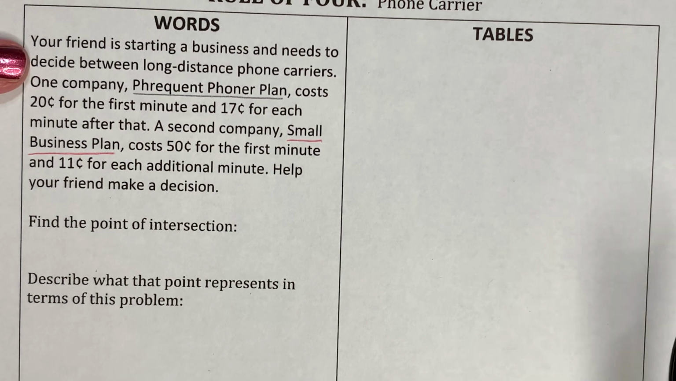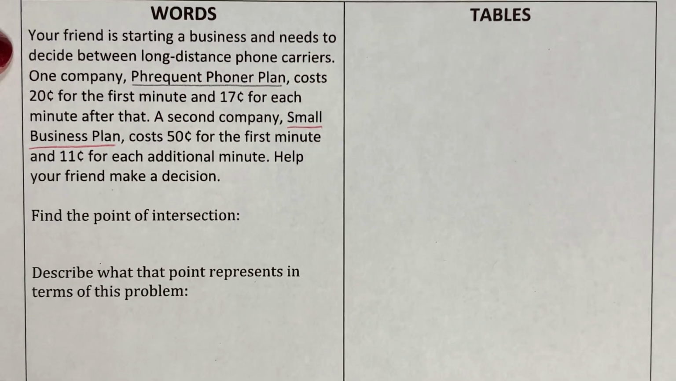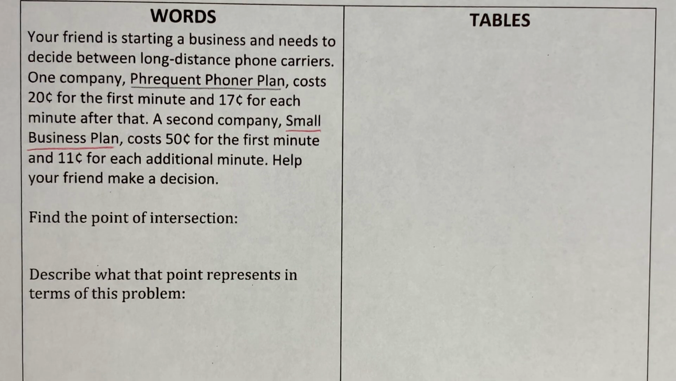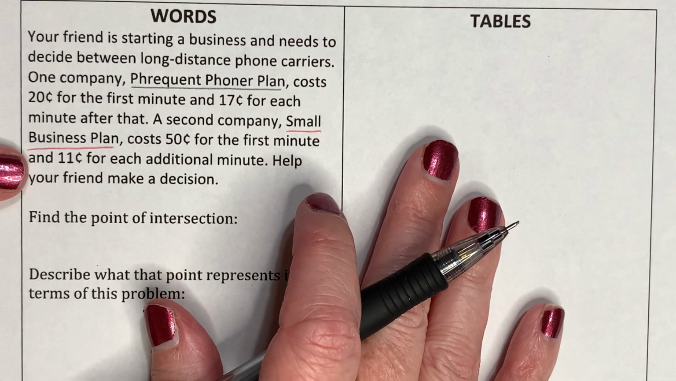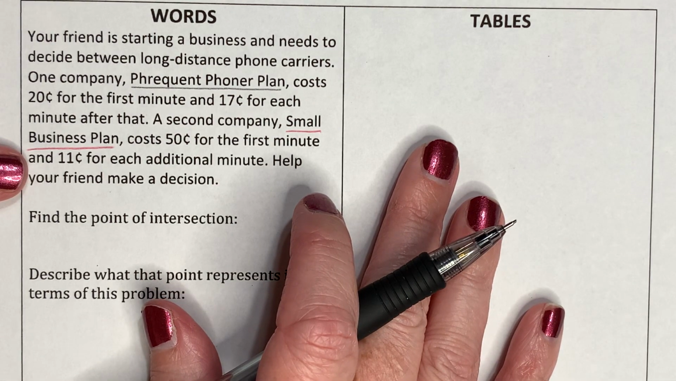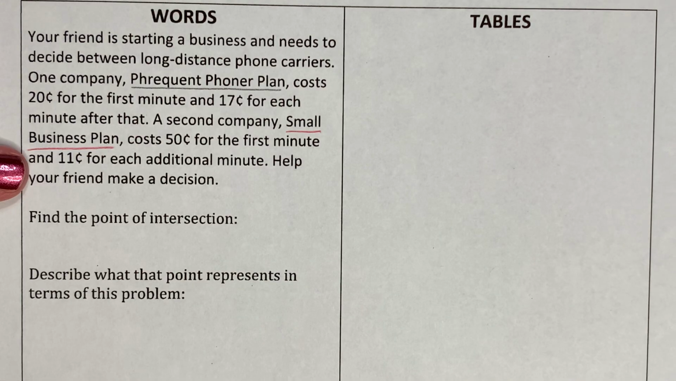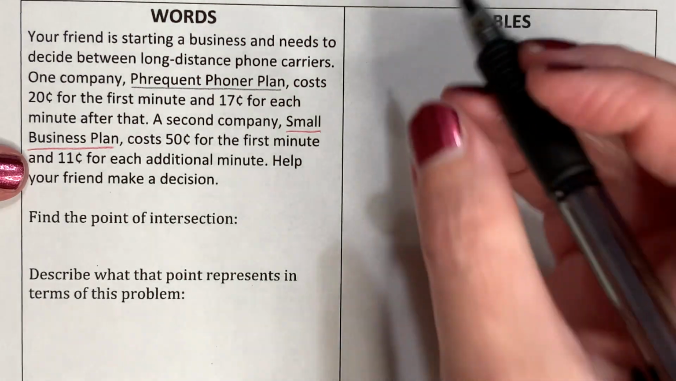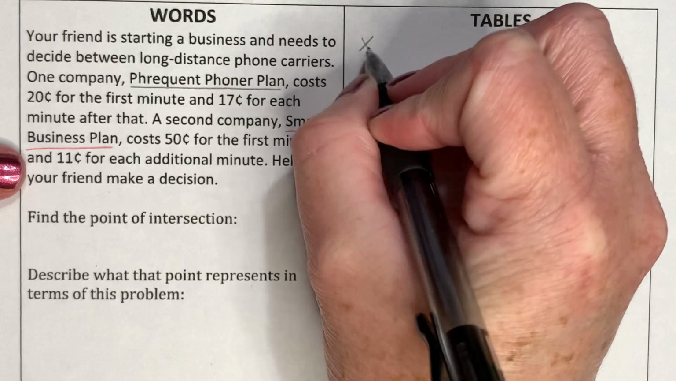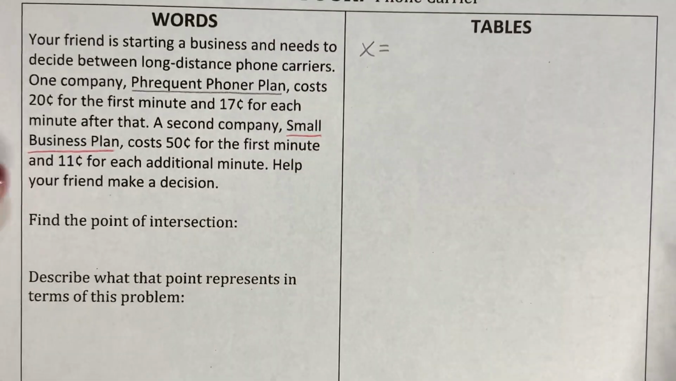So right now, what do we know? Well, we don't know much, right? We know basically how much each plan costs and all that, but we don't know much at all. What can I do? Well, I could make a table from here, right? But the first thing we want to do is actually identify what our variables are. So we're going to go ahead and say that X is what, right? So what am I graphing here?